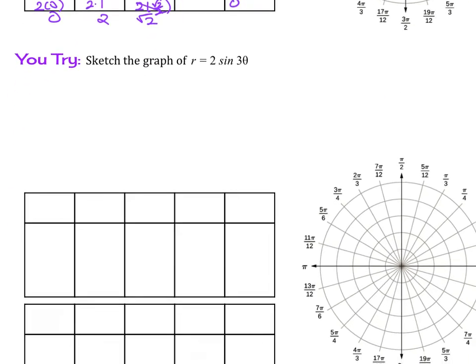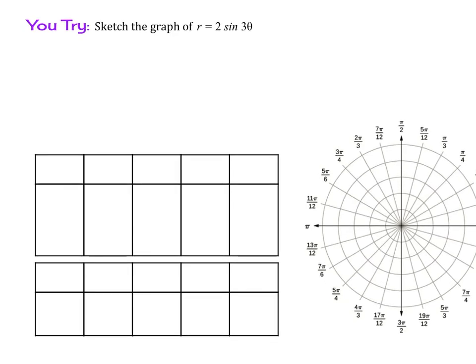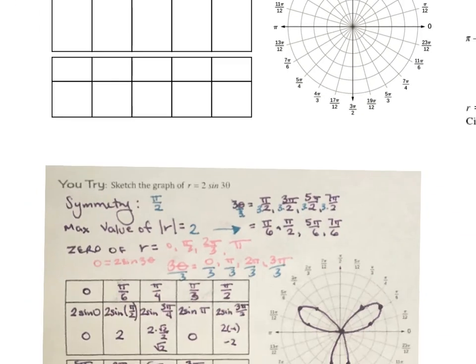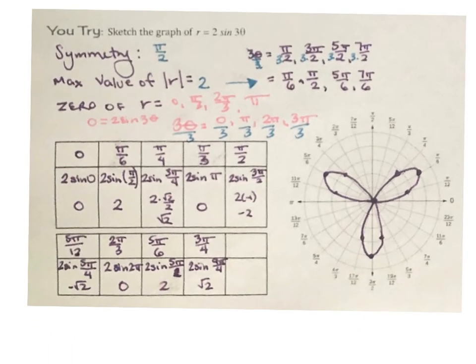So I want you to try this out. Sketch the graph of r equals 2 sine of 3 theta. So you should have found the symmetry is at pi over 2, and then the max value of r is 2, and that is at pi over 6, pi over 2, 5 pi over 6, and 7 pi over 6. The 0 of r is when theta is 0, pi over 3, 2 pi over 3, and pi, and then just plugging in a bunch of values in order to get the picture of this graph.